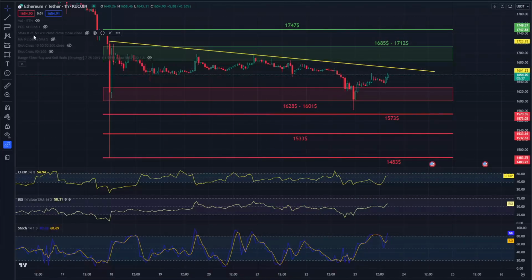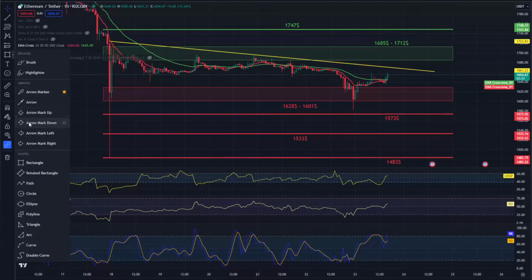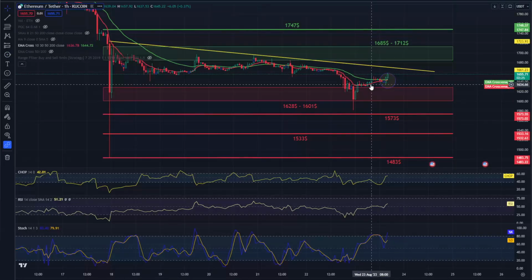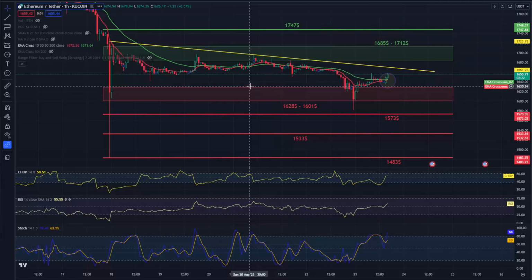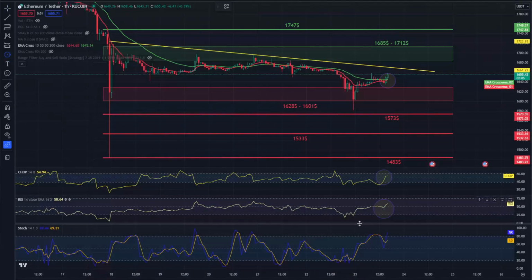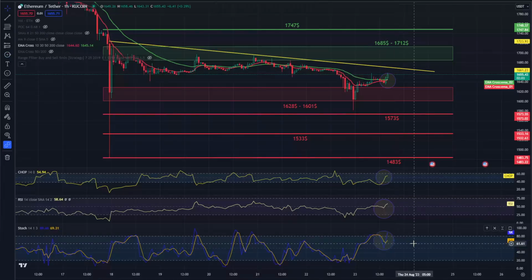When we turn on the EMA cross 10 and 30, we can see that the red line of the EMA cross 10 is approaching to intersect the green lines of the EMA cross 30 from below, indicating a return to the local uptrend. The CHOP index indicates that there is more and more energy in the current movement. On the RSI indicator, we have a visible increase with room for the price to go a little higher, while the stock indicator also indicates that we can see the price increase.